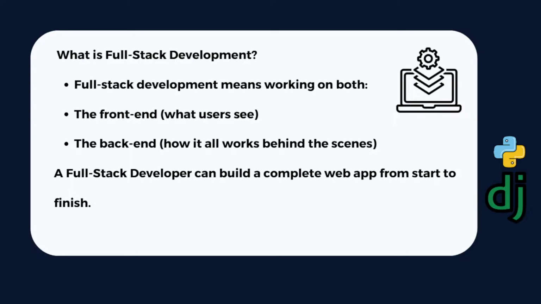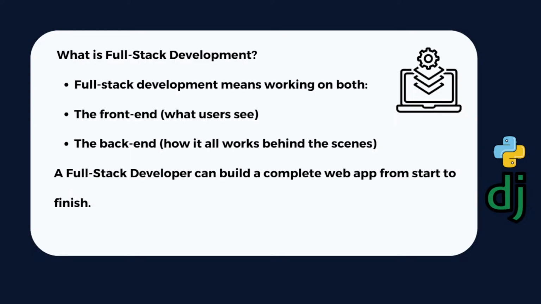Full stack development means working on both. Someone who knows the front end design and also knows the database and backend things, both of which are known by the full stack developer. That is called full stack development. Basically, they know both front end and back end, and that person is called a full stack developer.